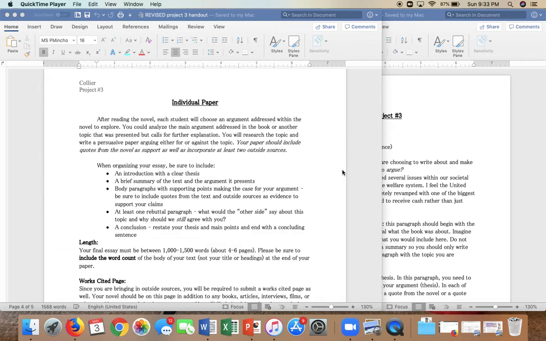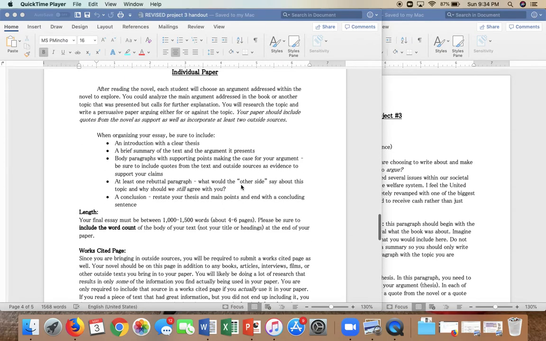So just to review the individual paper handout, I included some notes here on what you should include in your essay. You should include an introduction with a clear thesis, a summary of the text, body paragraphs with supporting points to make a case for your argument, a rebuttal paragraph, and a conclusion. Today I'm going to go over those a little bit more in depth and provide an outline for you to follow along when you're drafting up your essay.